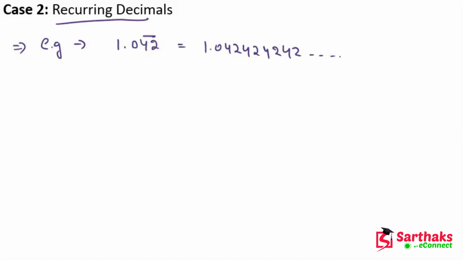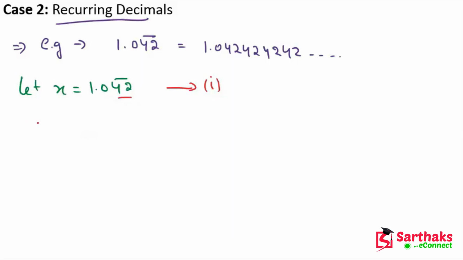So now again, let x equal 1.042 bar. So this is our equation number 1. Now, my dear friends, after writing x equals 1.042 bar, we have to see how many numbers are repeating after the decimal. So only two numbers are repeating.